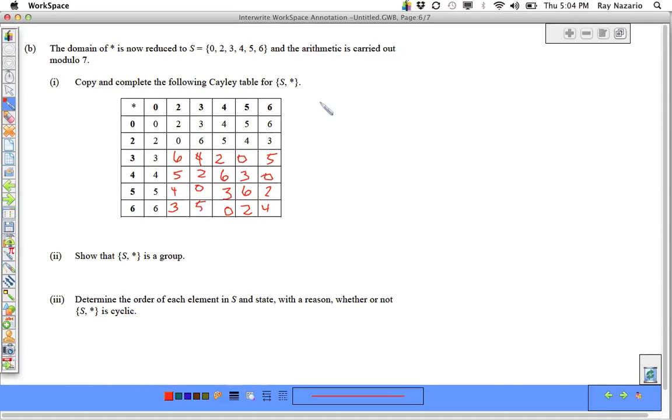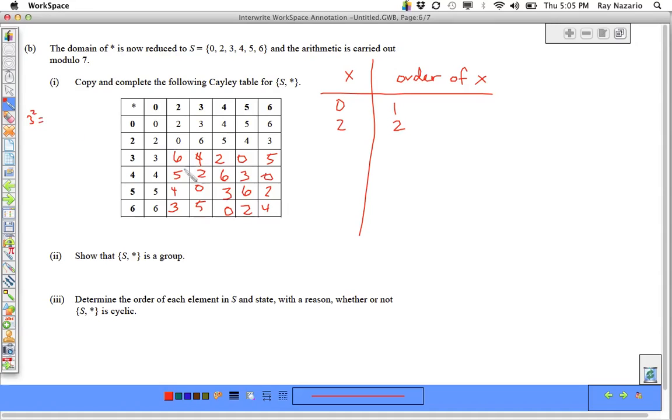Alright, so we need to determine the order of every element. So I'll put X, and I put order of X. Make a little table here. So 0, the order of the identity is always 1. Remember, the order is the smallest positive integer such that when you raise the element to that power, you get the identity. Let's look at 2. 2 to the first is 2. 2 squared, 2 star 2 is 0. So that's my order. Let's go to 3.